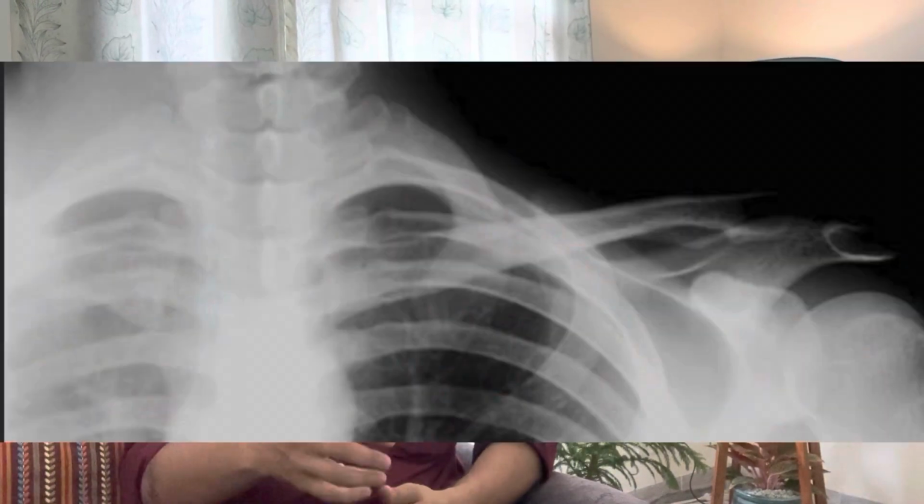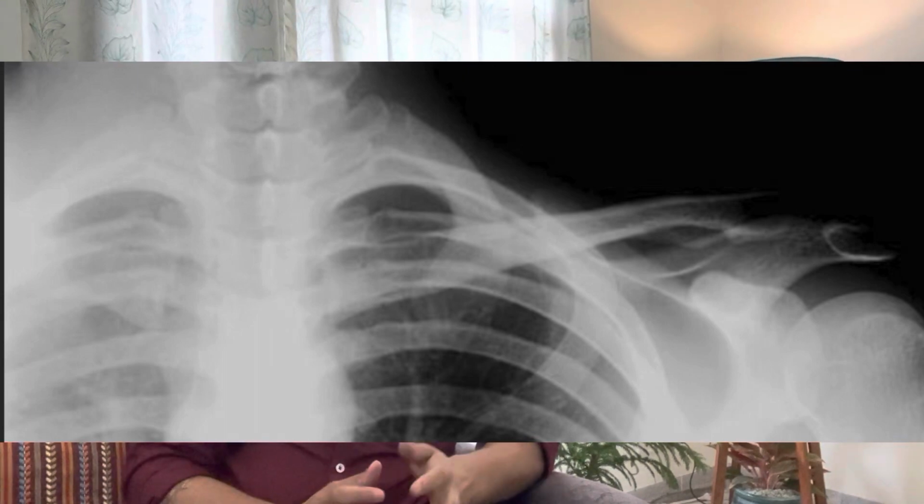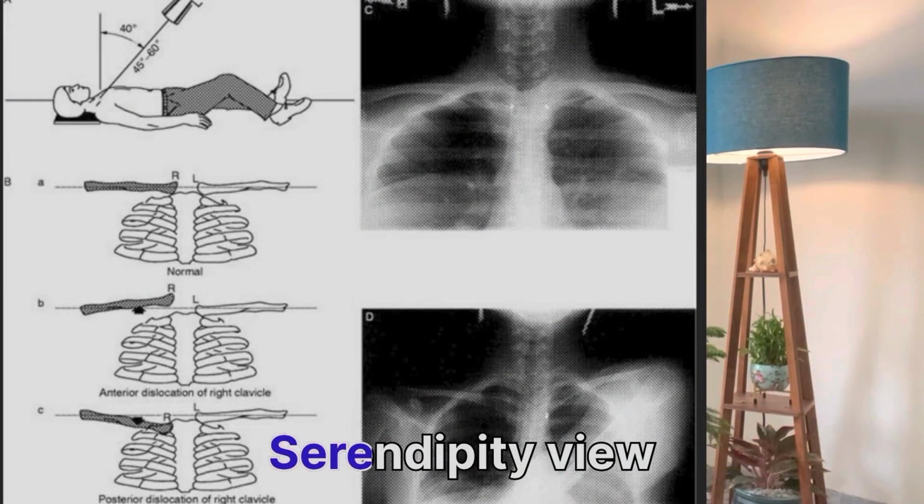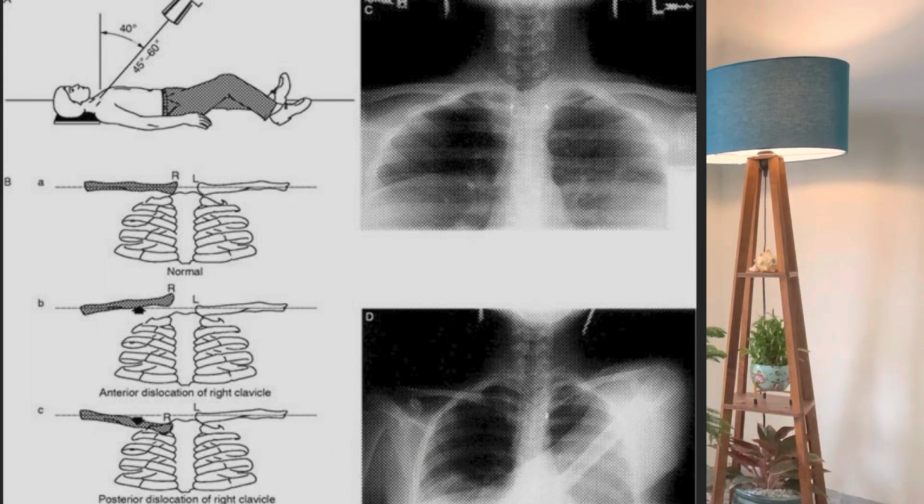So let's again come back to the anterior versus posterior dislocation. How will you identify on the basis of X-ray whether the dislocation is anterior or posterior? If you get the normal AP view of the chest, you will not be able to differentiate whether it is a dislocation or it is normal. So you need to get a serendipity view. In the serendipity view, you need to direct the beam from cranial to caudal in the 40-degree direction. In that way, you can differentiate the normal from the dislocation, and with the help of this X-ray, you can also differentiate whether it is anterior or posterior.